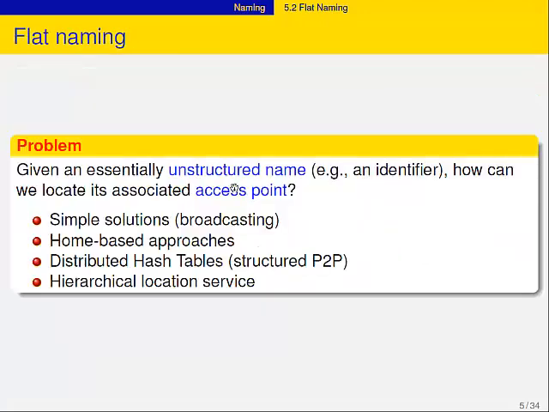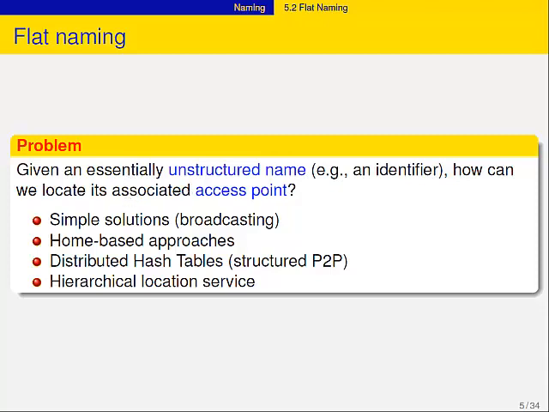Okay, flat naming. Flat naming is like, here I have my identifier, and now I need to look up something. So I already gave this example. I have a key that represents a file. Where is its content? That key represents the file, and I've got to look up the file. Looking up the file means finding its access point. So I need to have a pointer back to the file. Hey, send your operations to that guy over there. So given an essentially completely unstructured name, like an identifier, how can we locate its associated access point?